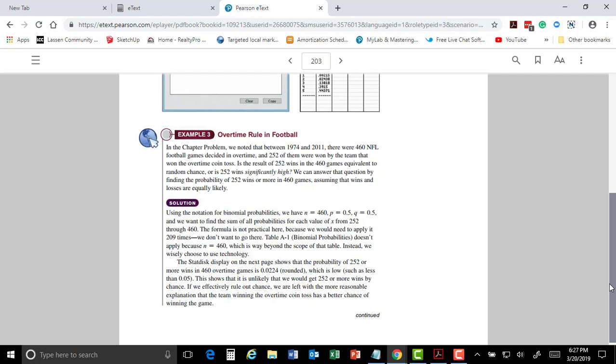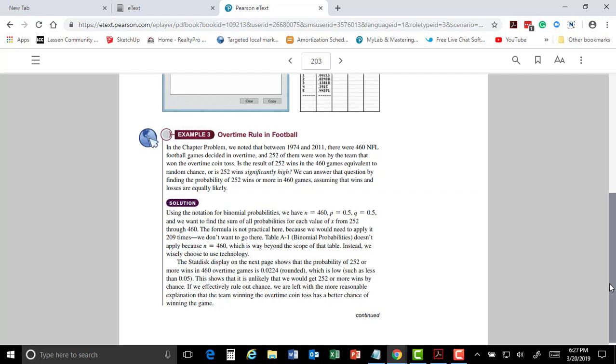Okay, chapter problem. I noticed that from 1994 to 2011, there were 460 NFL football games decided in overtime. 252 of them were won by the team that won the overtime coin toss.